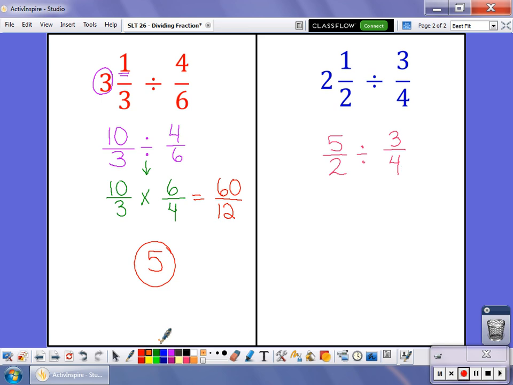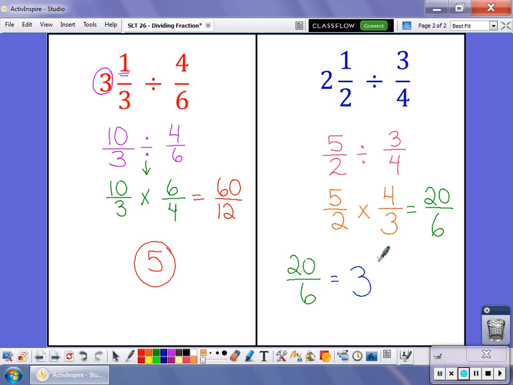Well, now I know I need to change this to multiply by my multiplicative inverse. So I have 5 halves times, instead of 3/4, we're going to reverse our numerator and our denominator, and we get 4/3. Now we multiply. 5 times 4 gives me 20, and 2 times 3 gives me 6. So I have 20/6. Now, if I want to change this back into a mixed number, I need to think about how many groups of 6 are in 20. I know I can get 3 whole groups of 6, and there'll be 2 pieces left over. Okay? So 20/6 is really 3 and 2/6. And that's how you use your standard algorithm to divide fractions.